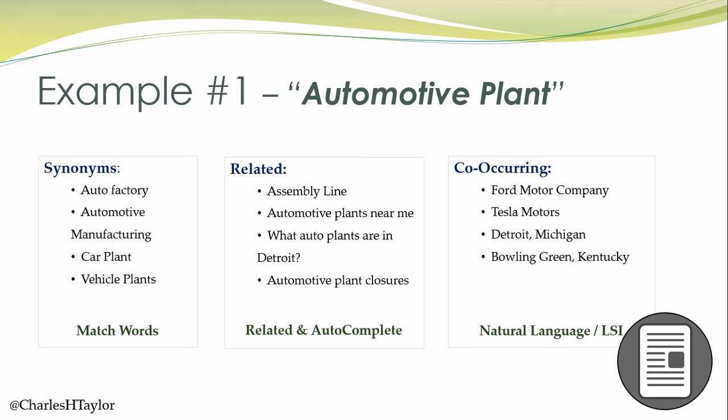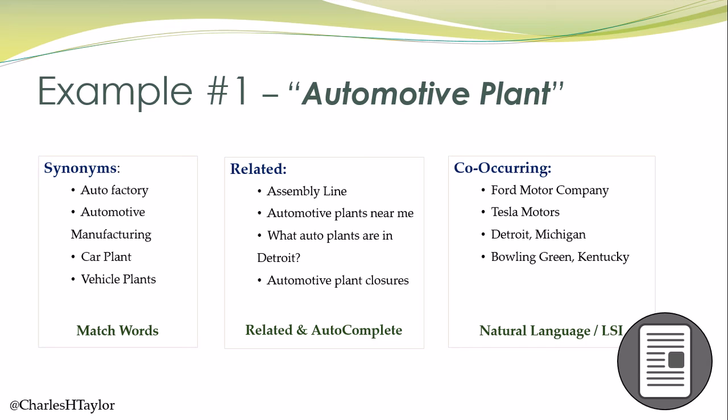So there are 3 buckets of words. There are synonyms, there are related words, and there are co-occurring words. So for our example of automotive plant, some synonyms would include auto factory, automotive manufacturing, vehicle plants. Those would all be considered synonyms, essentially the same word. They could be used interchangeably. Whereas related words sometimes contain synonyms, sometimes do not. Assembly line, what auto plants are in Detroit, automotive plant closures. These are all related terms. Again, sometimes they contain the synonyms, but not always.